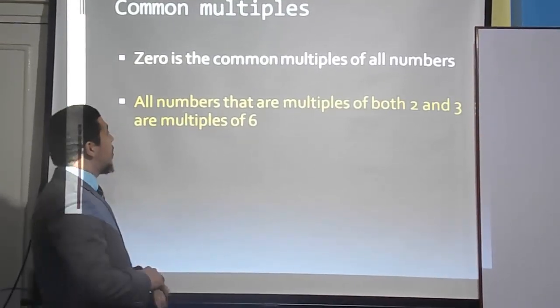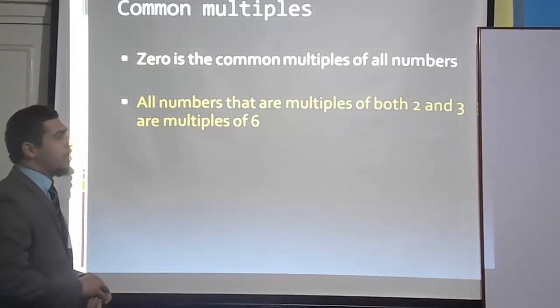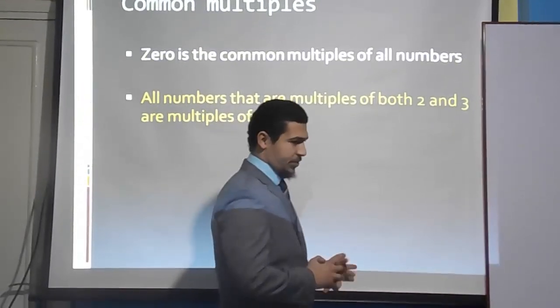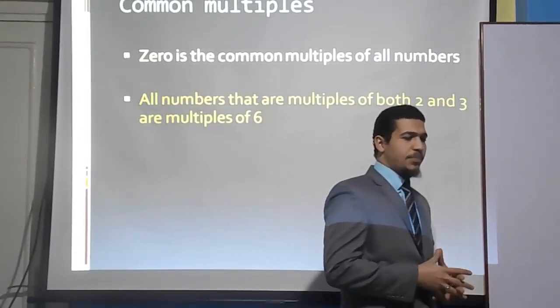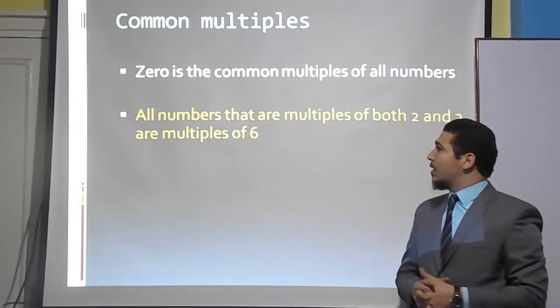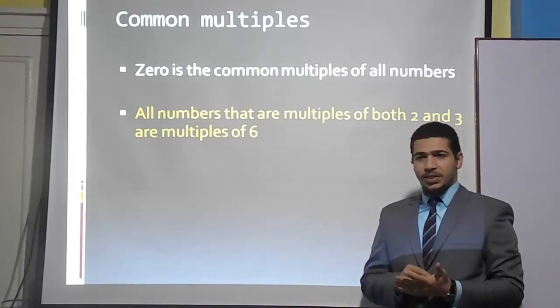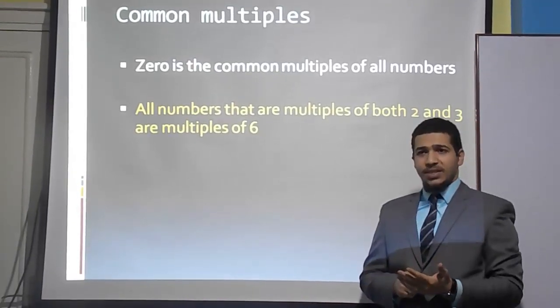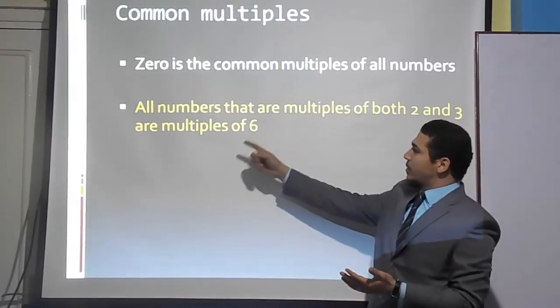Now, all numbers that are multiples of both 2 and 3 are multiples of 6. This needs some explanation. The first multiple of 2 is 0, and the first multiple of 3 is 0. Then 0 is a multiple of 6.